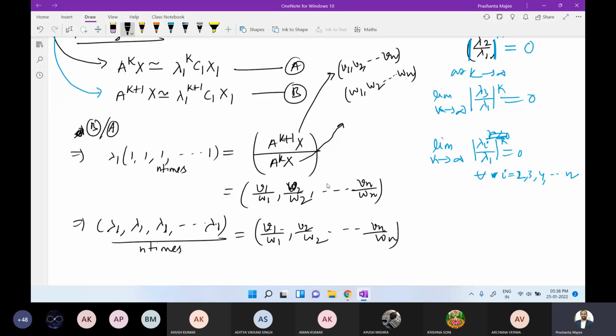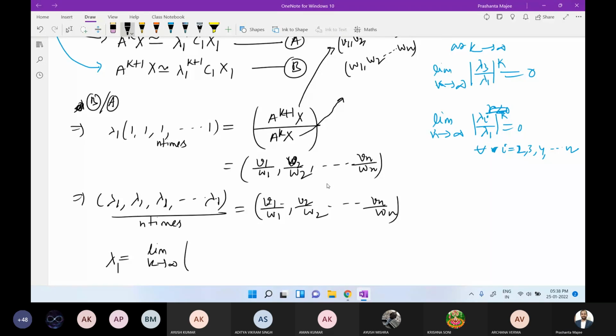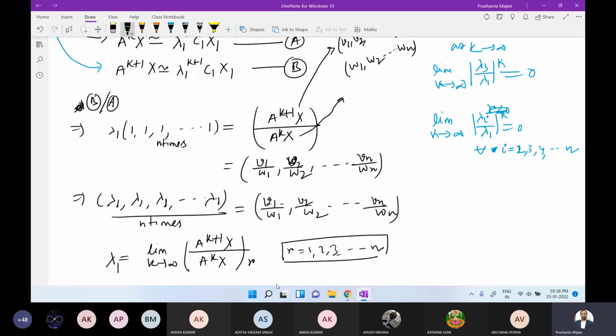Okay. So let me write down in formula. So lambda 1 will be limit k tends to infinity A power k plus 1 into x by A power k x, its rth coordinate. It will have n coordinates, so you can take any coordinate of that vector. What is r? r equals 1, 2, 3 up to n. So for any r you can take that ratio.